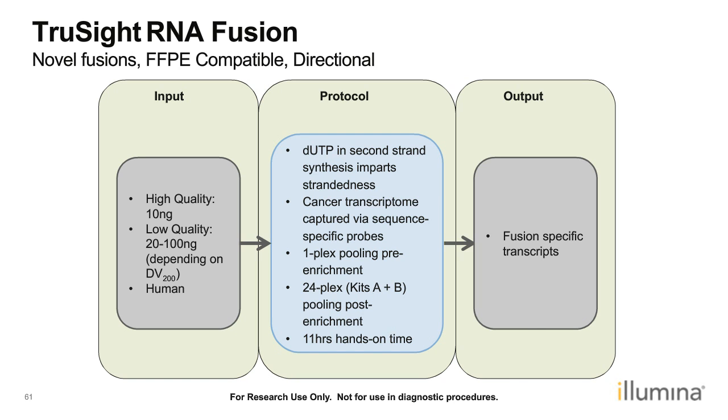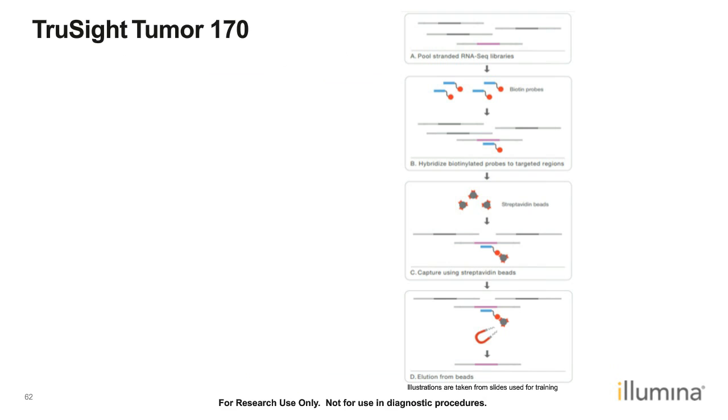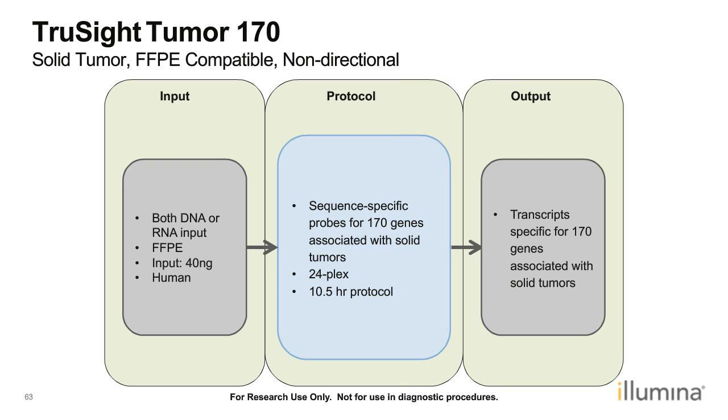TruSight Tumor 170 is also an enrichment workflow. It targets 170 genes involved in solid tumor formation, and the RNA portion covers some of these. Now, why do I say the RNA portion? Well, this kit option can analyze DNA and RNA simultaneously, allowing us to cover more genes and variants. So both DNA and RNA can be used as input at 40 nanograms. Like the others, the sequences used in the probes are human-specific.